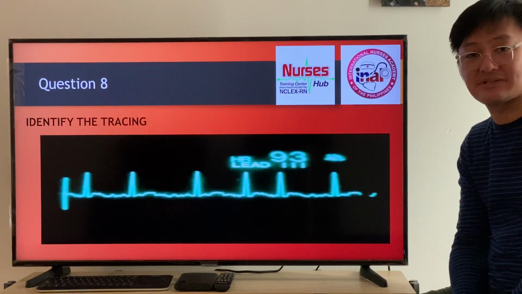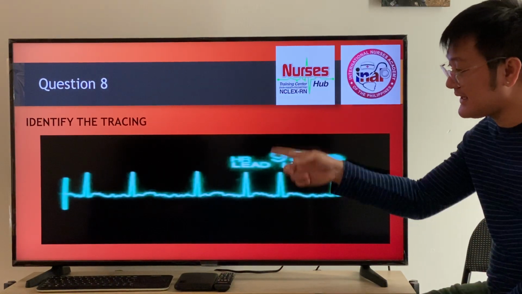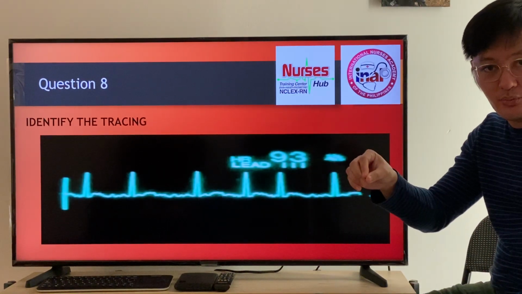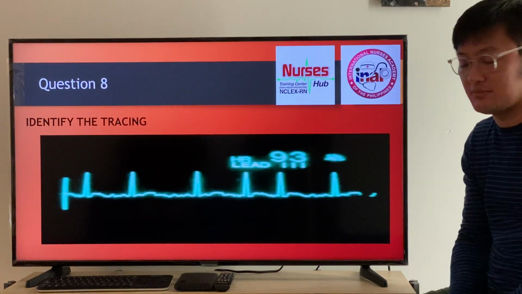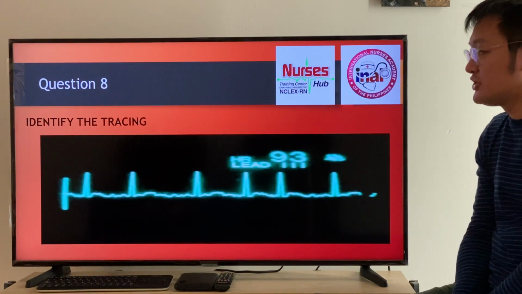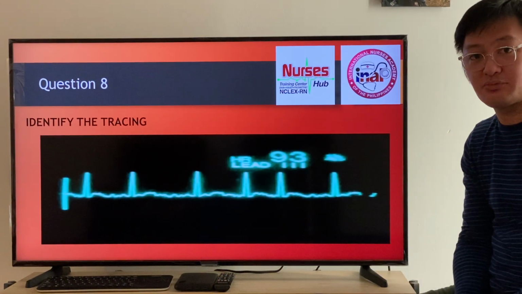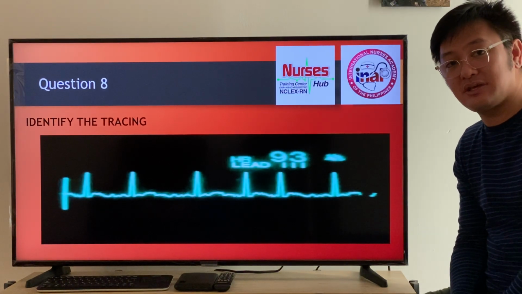The QRS complex represents the ventricular area. So there are QRS complexes here, so there's no problem with your ventricles. The problem here will be your atrium. So this is what we call atrial fibrillation, okay? So this tracing is atrial fibrillation. So if you have an atrial dysrhythmia, what medications will be given to your patient?